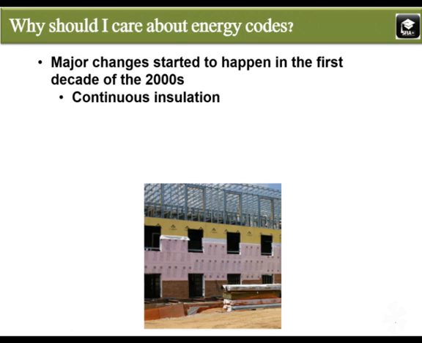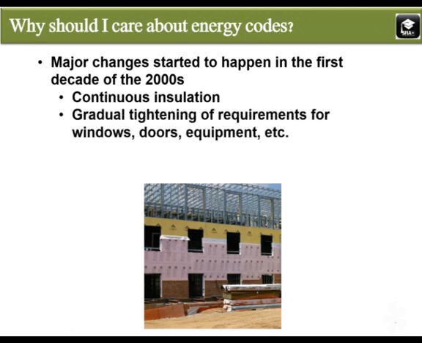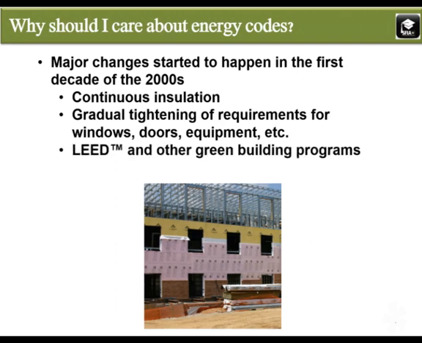We've also seen requirements for windows, doors, and other components start to tighten. Although this doesn't directly impact the framing, indirectly, it reduces the flexibility of designing the envelope with cold-formed steel under the performance compliance options. We'll talk more about that later. Pressure to tighten up energy codes was always present, but the introduction of green programs such as LEED also increased this pressure, as regular codes didn't want to fall far behind their green counterparts.